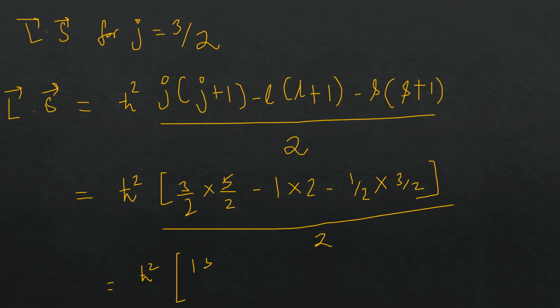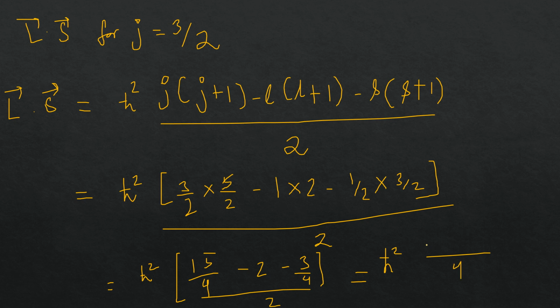15 by 4 minus 2 minus 3 by 4, whole divided by 2. If I take the LCM in the numerator as 4, this becomes 15 minus 8 minus 3, whole divided by 2. So this becomes 7 minus 4 by 4, times 1 by 2, which is ħ² by 2.